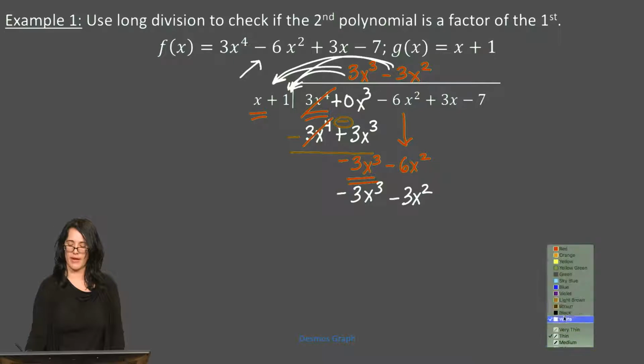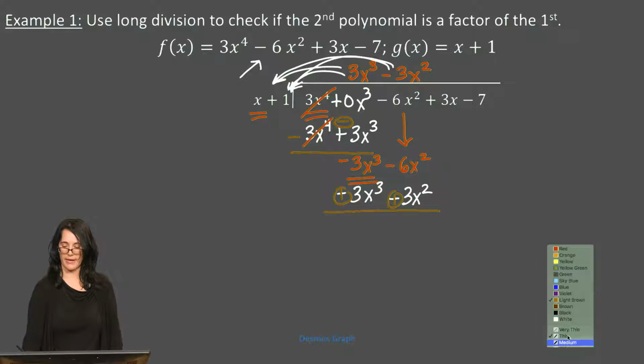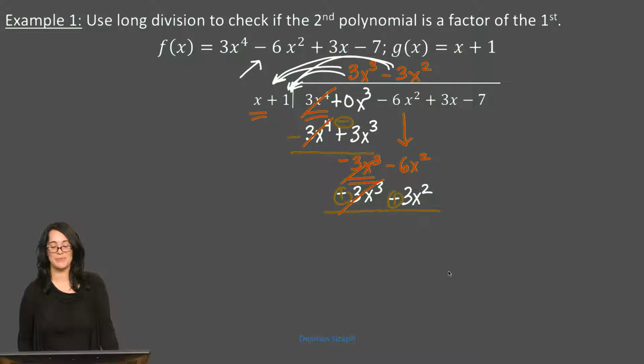When I draw my line and change my sign, subtraction, this becomes a positive 3x cubed and a positive 3x squared. When I combine my like terms, the x cubed terms will cancel, but be careful here with your x squared terms. What do we get? Negative 6 plus 3 is negative 3. So we get negative 3 copies of x squared.